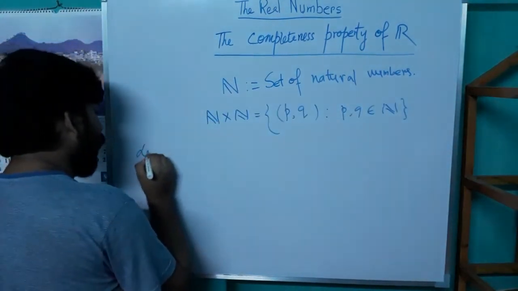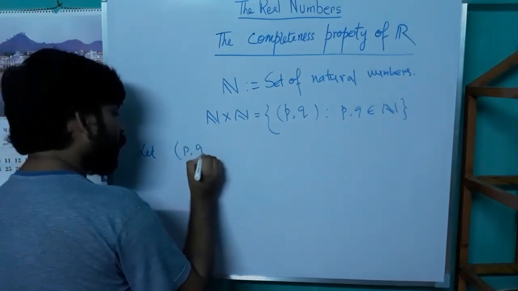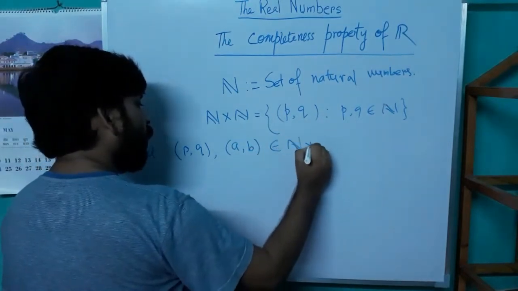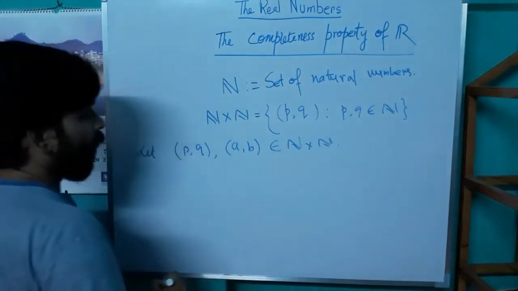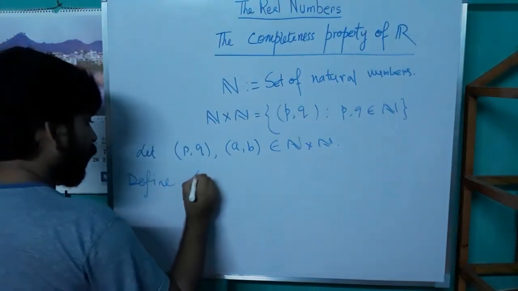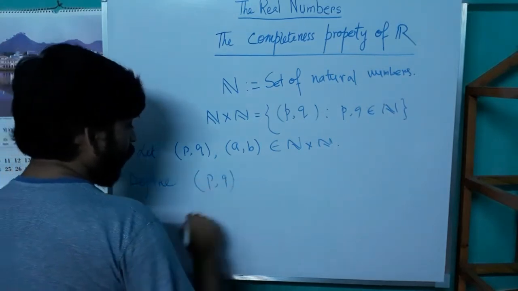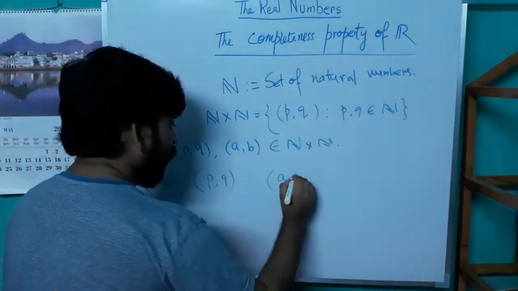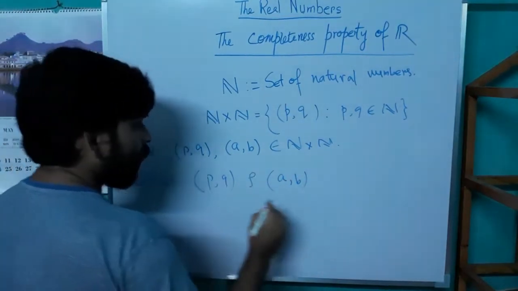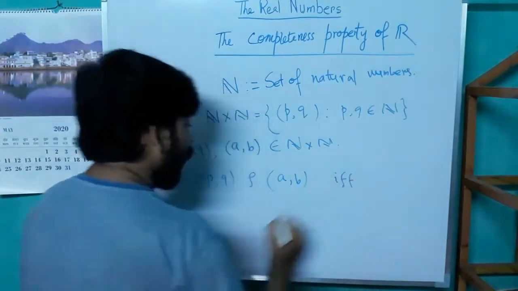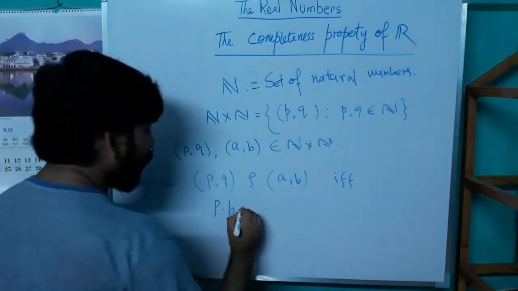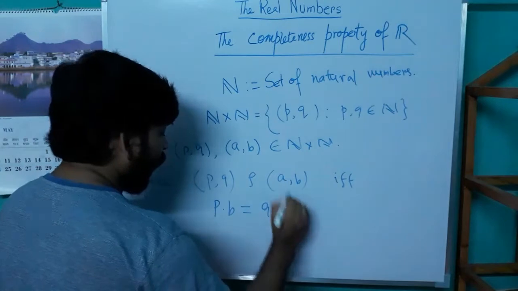Now let us take two elements from N cross N. Now we define a relation rho by saying the elements (P, Q) and (A, B) are related if and only if P multiplied by B is the same as Q multiplied by A.